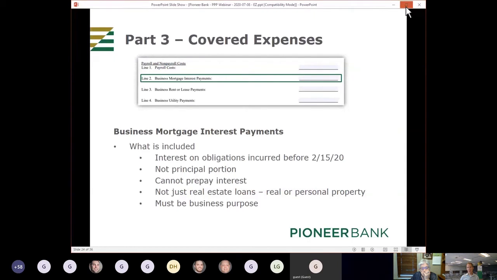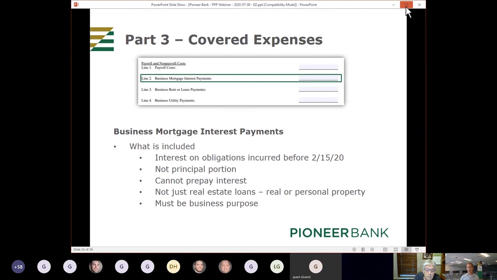All right, next one is business mortgage interest payments. A couple things to highlight here. One big thing is, only interest on obligations that you had prior to February 15th qualify. So if you took the loan out in April, you can't count it. If you took the loan out in January, you can count it. And again, this is just the interest expense, not the principal portion. So you can get a hold of your bank or whoever the lender is, and if you don't have that breakdown, you can ask them for it, but you want to include only the interest. Unfortunately, they thought ahead and said you can't prepay interest, again keeping with the spirit of during this covered period.